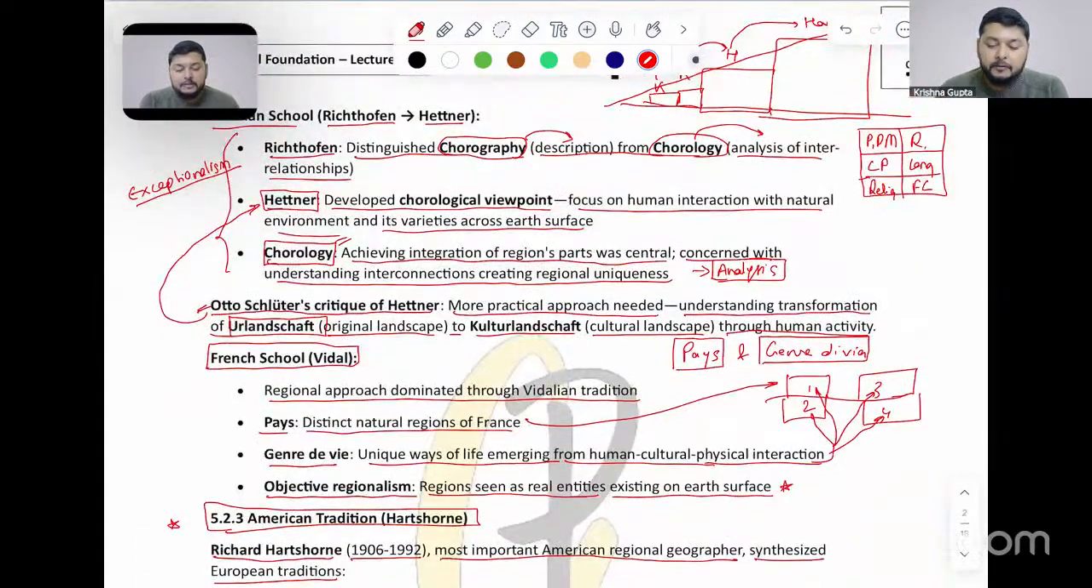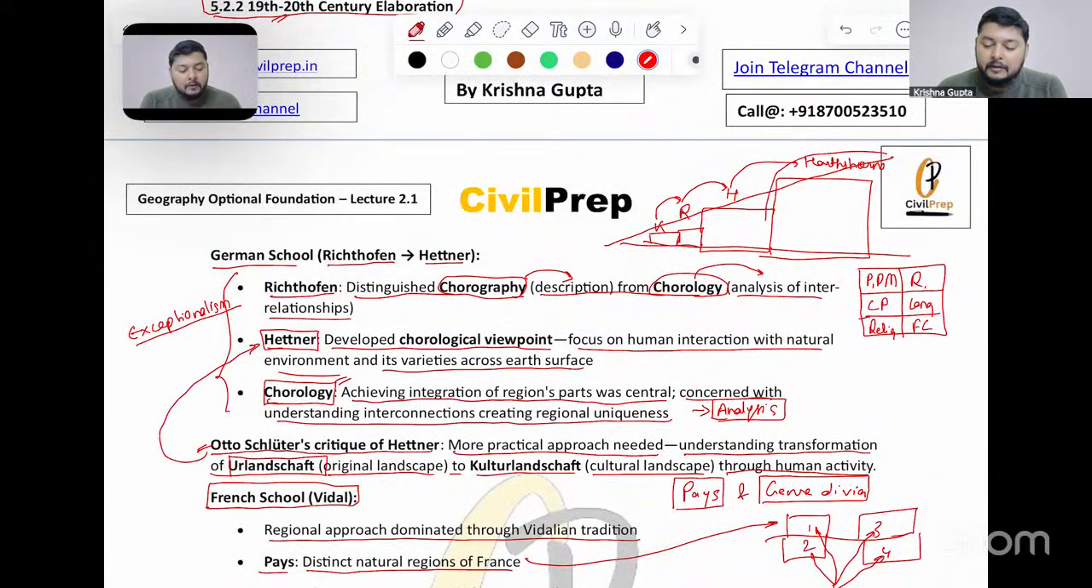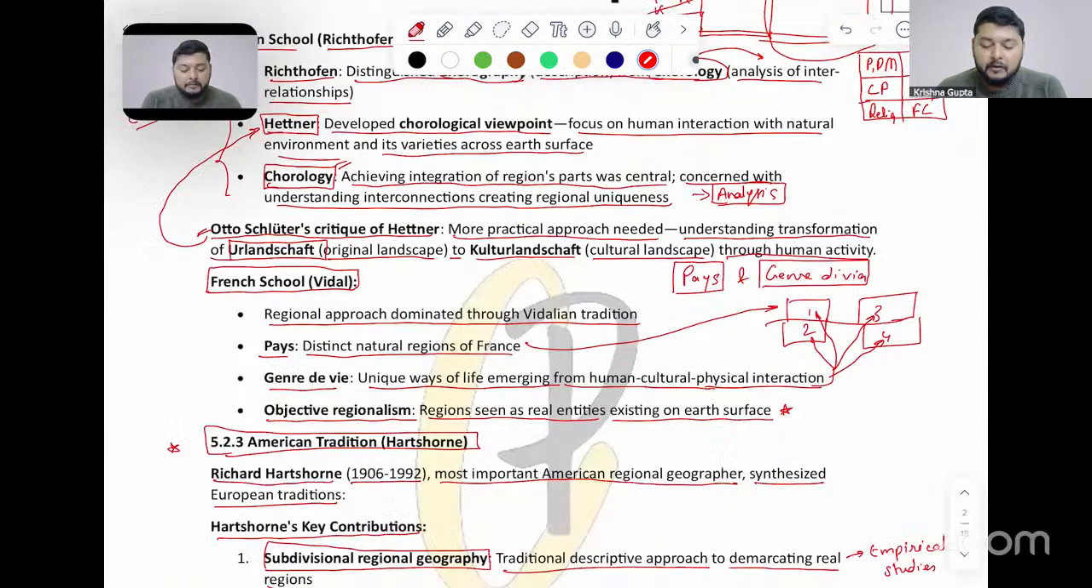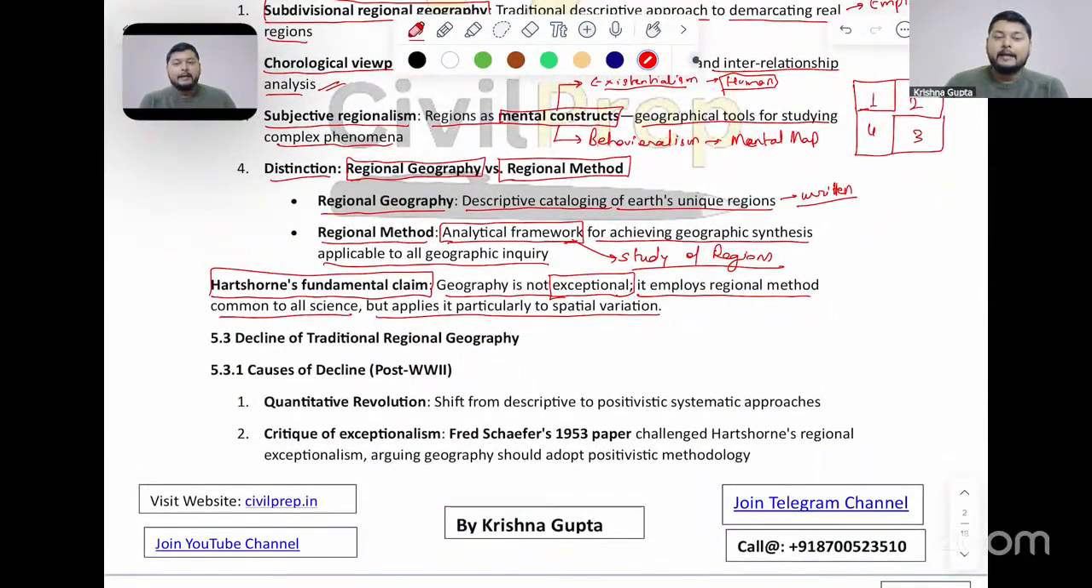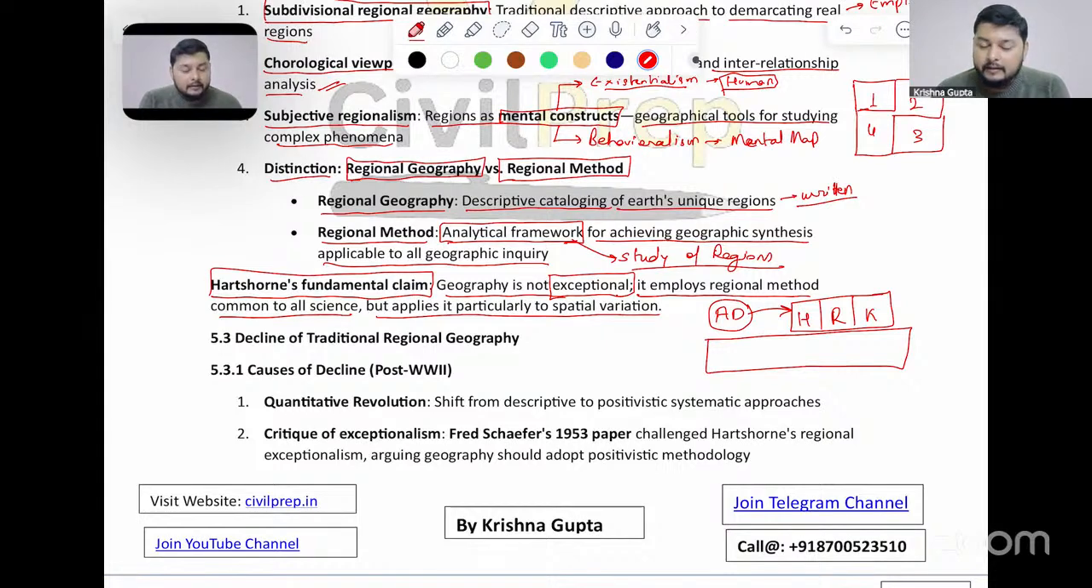So Hartshorne was the one who said that geography is not an exceptional subject, but one of the subjects where all the common laws are also applied, and it can be made more analytical here. So Hartshorne took the regional, or I will say the areal differentiation, away from what was developed by Hettner, Richthofen, and Kant. But all of them basically followed the approach of areal differentiation or the regional approach.